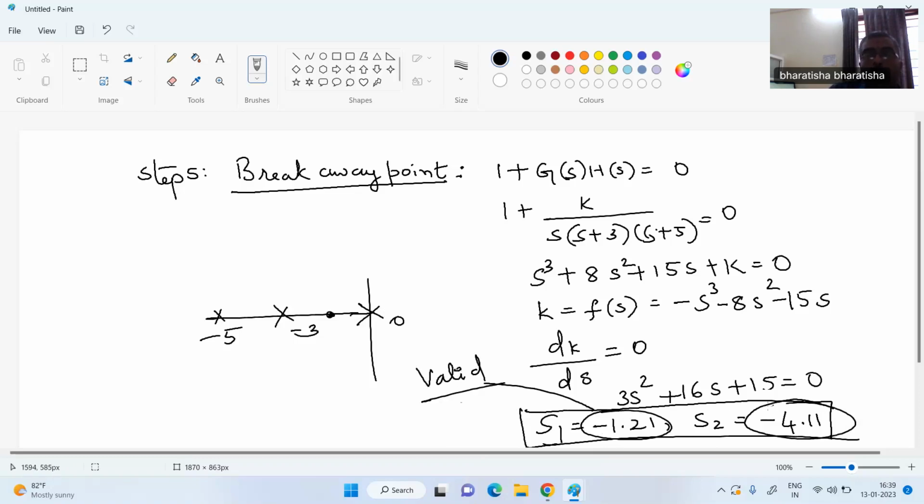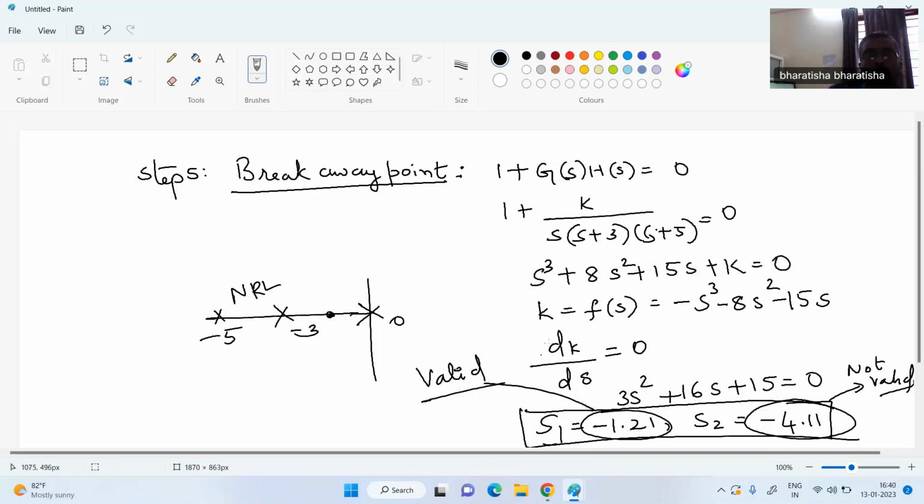Now, minus 4.11 lies between minus 3 and minus 5, which is a non-root locus region, and hence this is not a valid breakaway point. It is not valid.